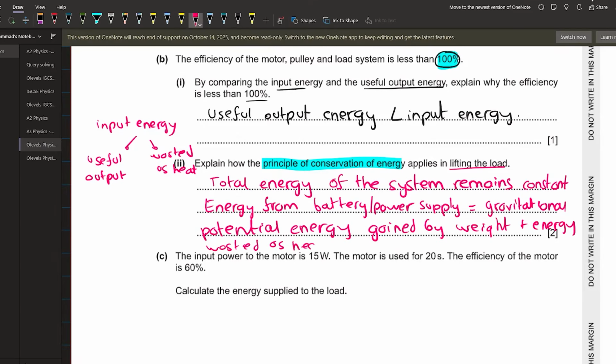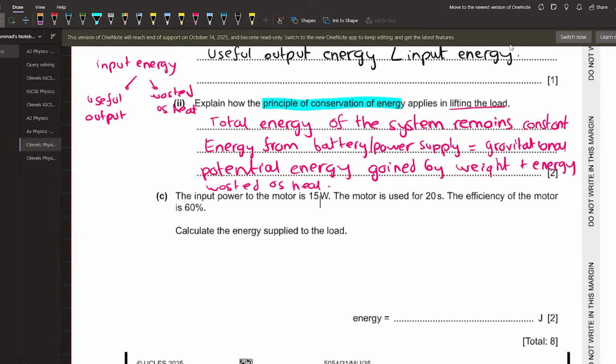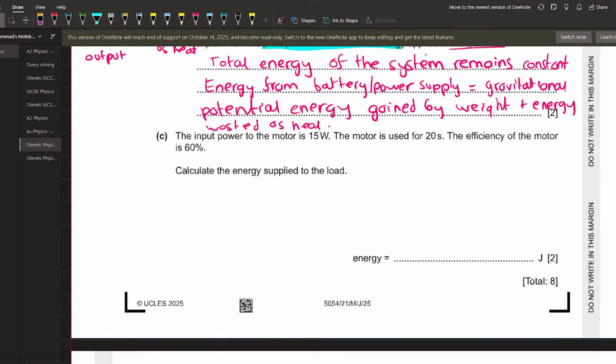Easy peasy. Moving ahead. The input power to the motor is this, okay, you have the input power, P in is equal to 15. The motor is used for 20 seconds. Okay, you have the time as well. Perfect. The efficiency of the motor is this. You have the efficiency. You have to calculate the energy supplied to the load. You have to calculate what? Energy output. How will we find energy output?